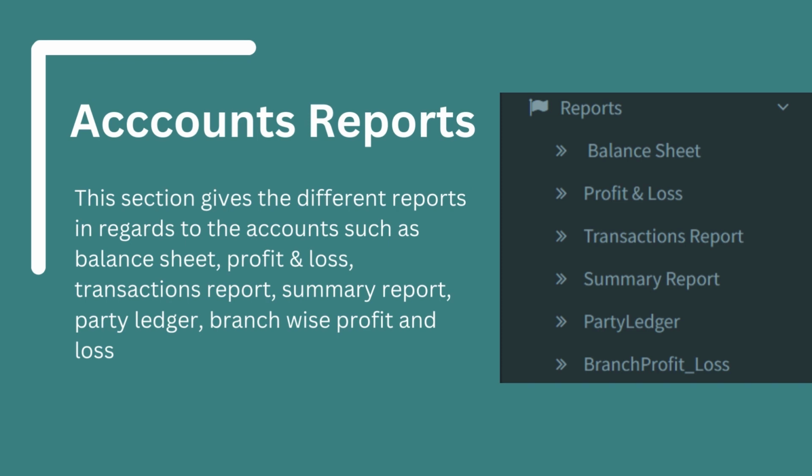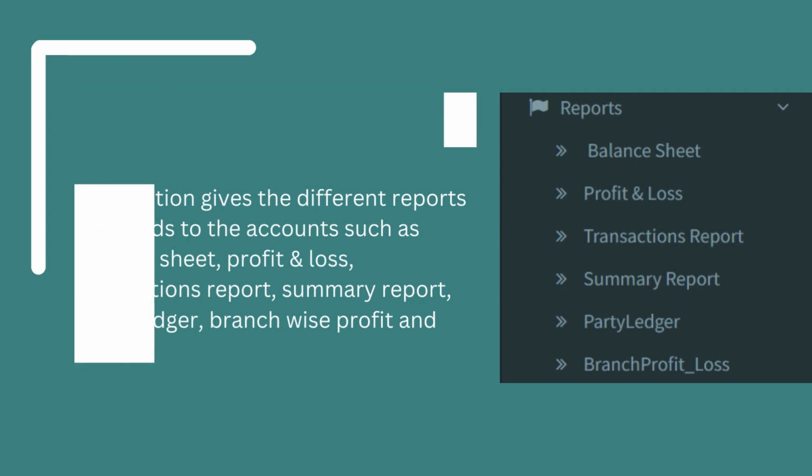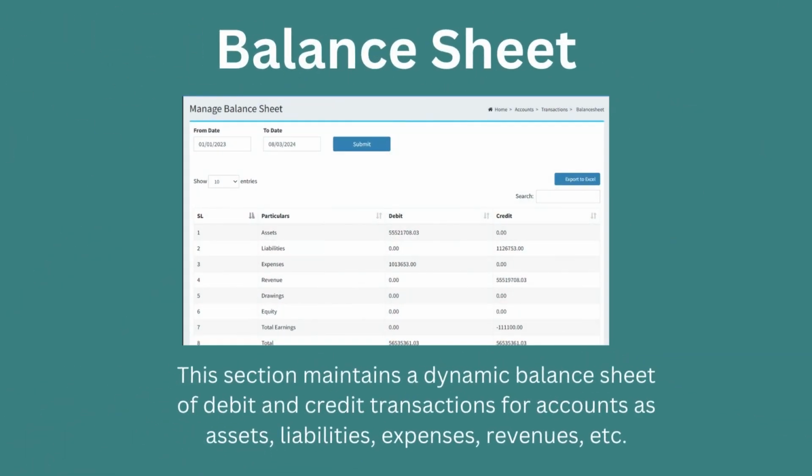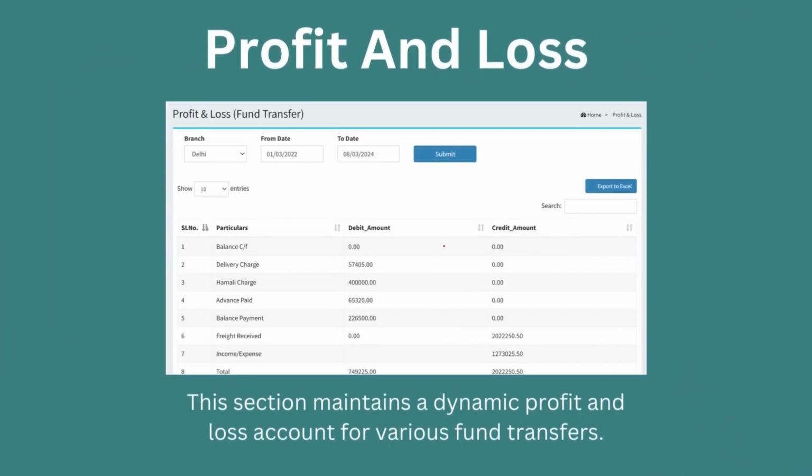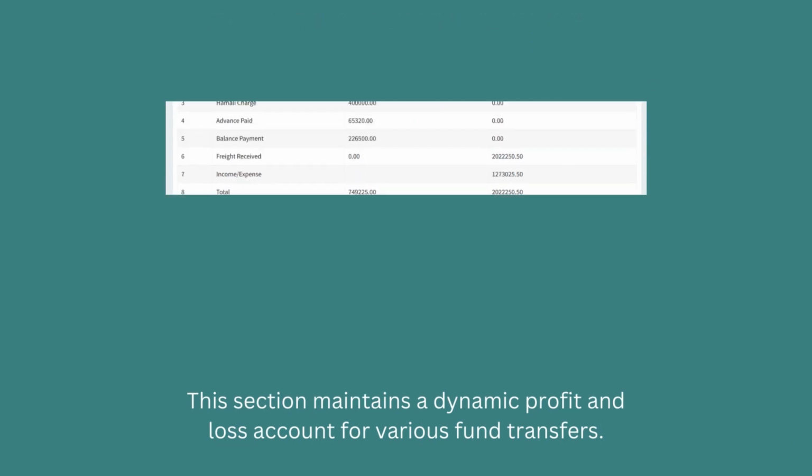The accounts report section gives the different reports with regard to the accounts such as balance sheet, profit and loss, transactions report, summary report, party ledger and branch-wise profit and loss. The balance sheet section maintains a dynamic balance sheet of debit and credit transactions for accounts such as assets, liabilities, expenses, revenues, etc. The profit and loss section maintains a dynamic profit and loss account for various fund transfers.